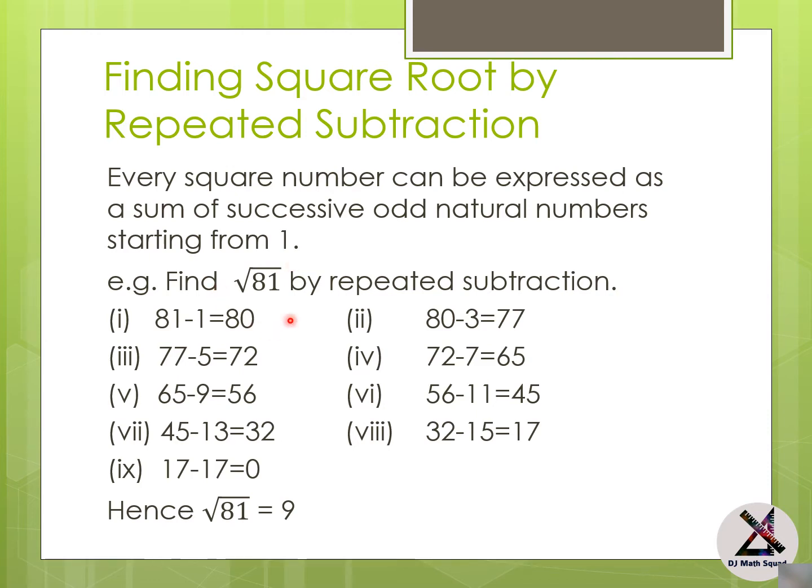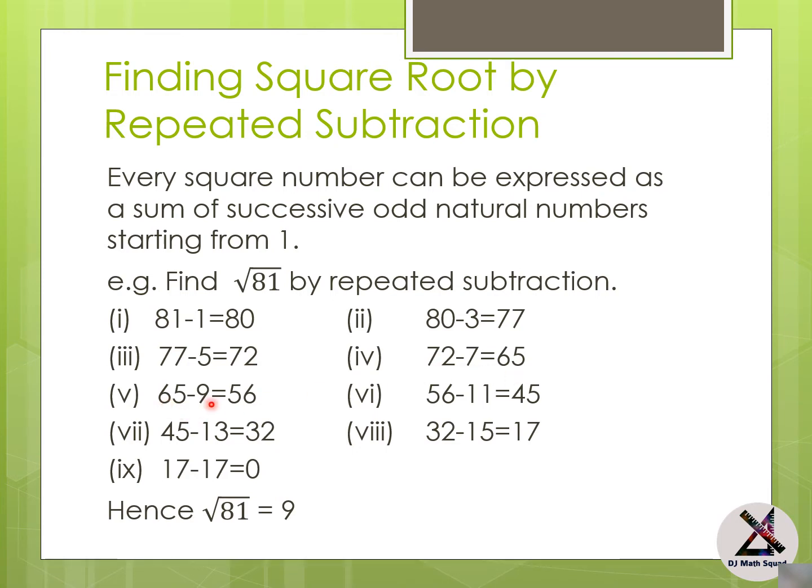We are taking one example, which is square root of 81. Suppose you want to find the square root of 81 and the method is repeated subtraction. So what are we going to do? We are going to subtract odd numbers successively till we get 0. Like 81 minus 1 is 80. In the second step, we do 80 minus 3, which is 77. Then the next odd number is 5, so 77 minus 5 is 72. Next odd number is 7, so 72 minus 7 is 65.